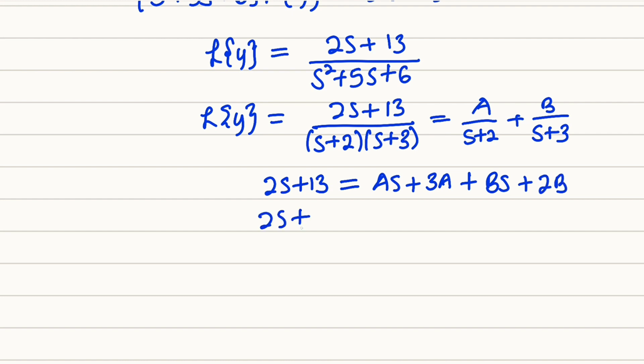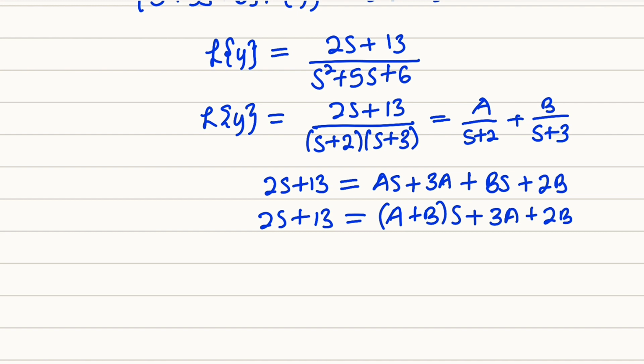2s plus 13 is equal to, let us bring those with s together. We have as, we have bs. We can factor out the s. So we have a plus b, then multiply by s. Then our constants, we have 3a plus 2b.